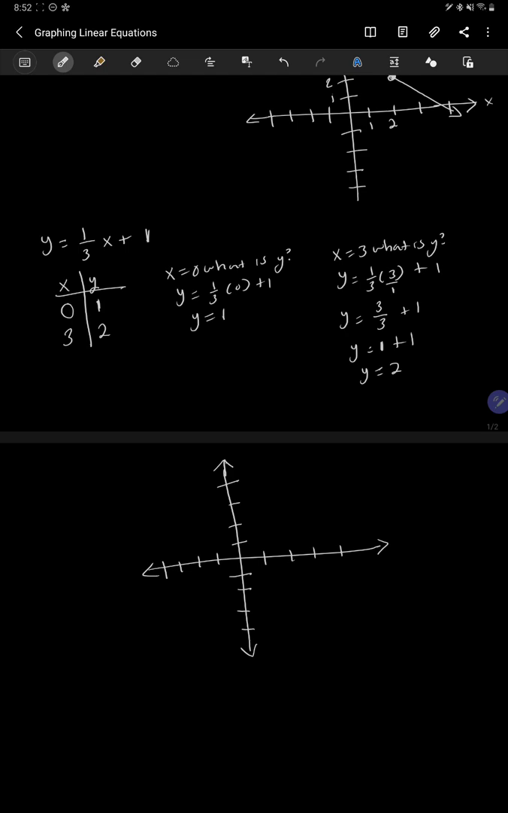And so we can plug them in. 0, 1 is right here. And 3, 1, 2, 3 on the x, and 2 on the y is right there. And there we go. So that's it. If you have any questions, please let me know.